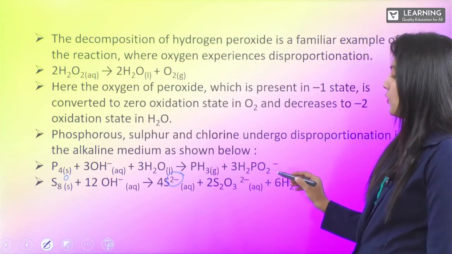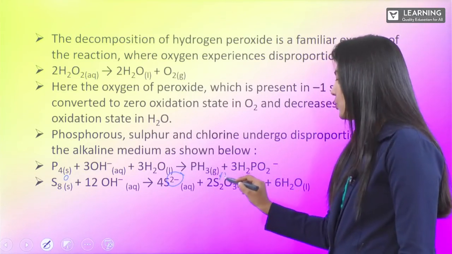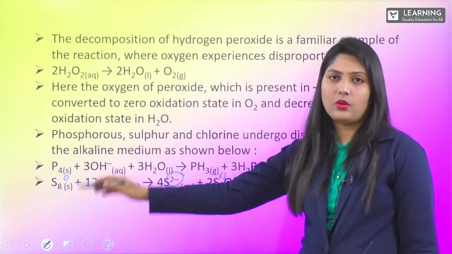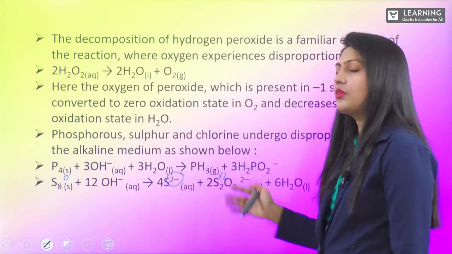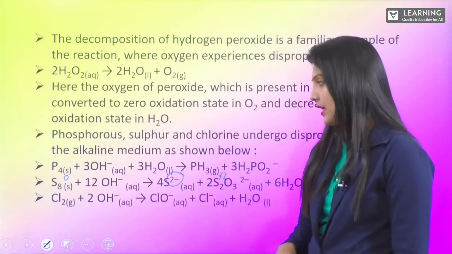6 minus 2 is 4. 4 by 2 is 2. So +2. So 0 to -2, 0 to +2. Reduction and oxidation for sulfur is taking place.